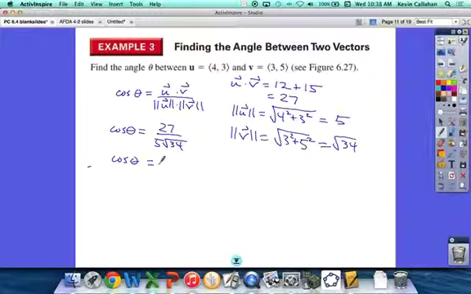So do that math. 27 divided by 5 divided by the square root of 34. I'm getting 0.9261. So theta equals the cosine inverse of 0.9621. 22.2.